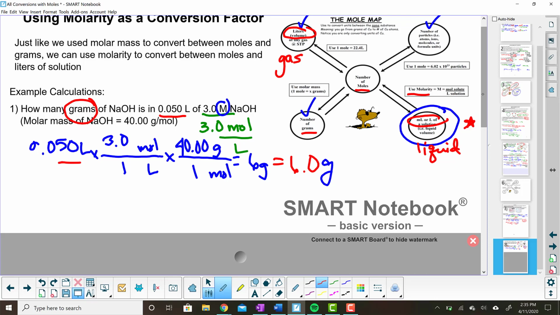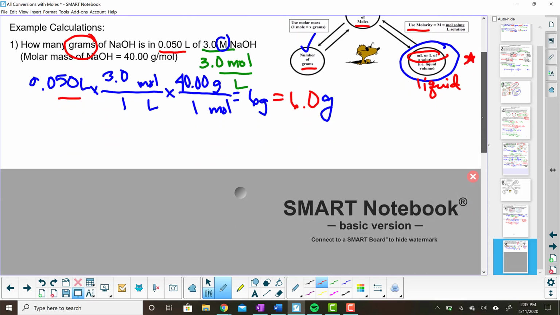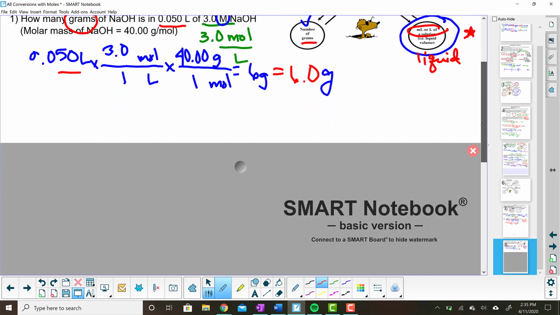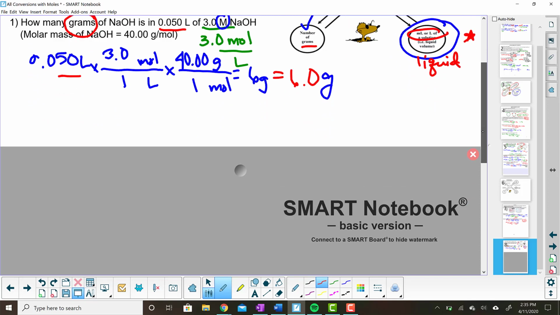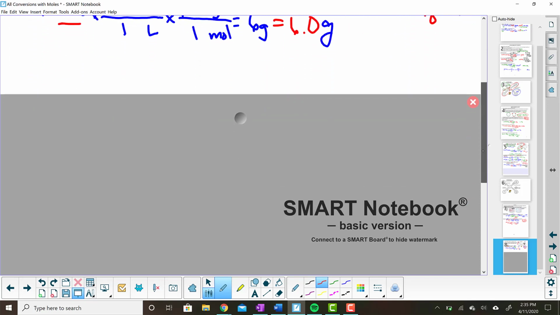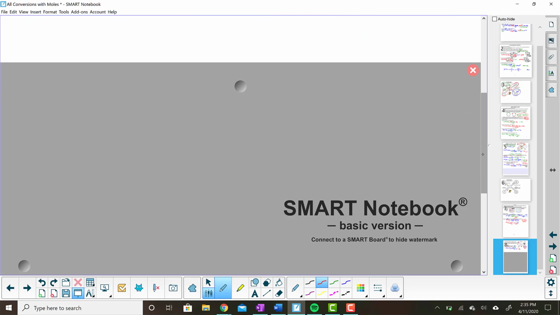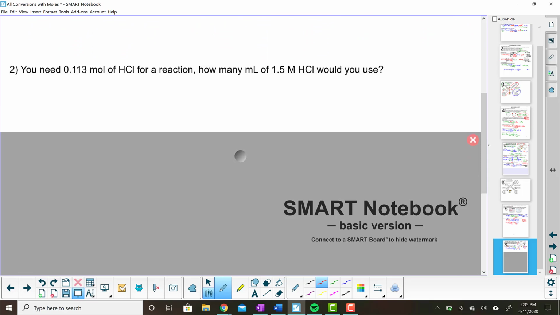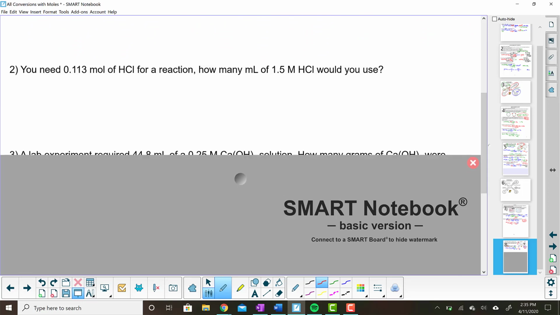Let's do another problem. Again, you are going to want to keep that mole map out. It's going to be so helpful for you. I unfortunately have to scroll down and get rid of mine. Tragic. So make sure that you have yours so that you can compare.